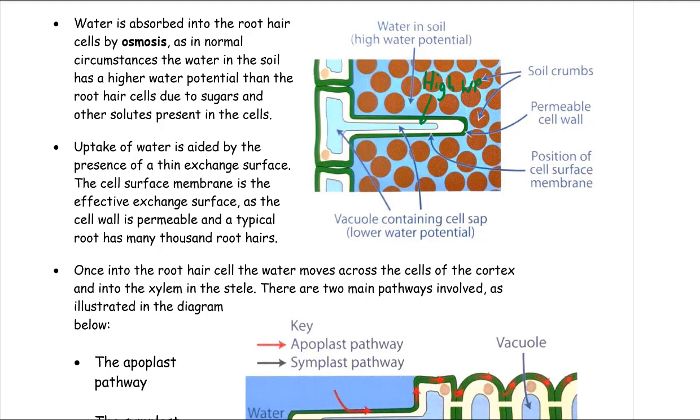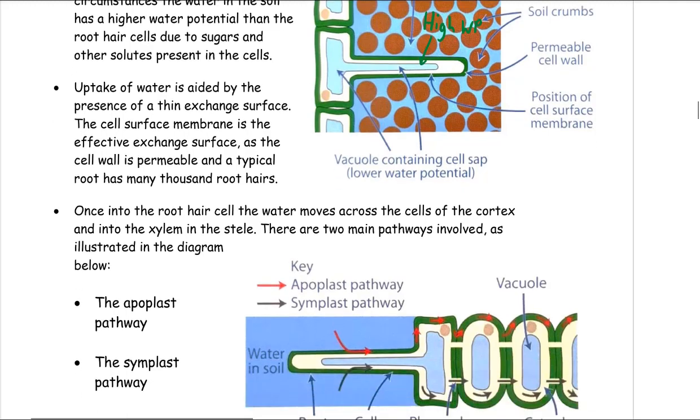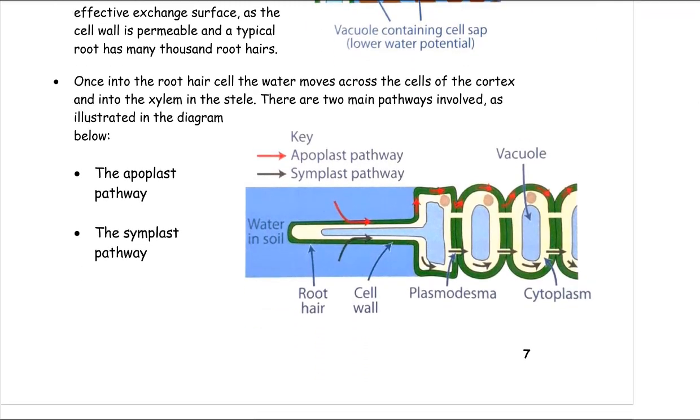Now, the uptake of water is aided by the presence of a thin exchange surface. The cell surface membrane is the effective exchange surface, as the cell wall is permeable and a typical root has many thousand root hairs. Once into the root hair cell, the water moves across the cells of the cortex and into the xylem in the stele. There are two main pathways involved, as shown in this diagram below: the apoplast pathway and the symplast pathway.